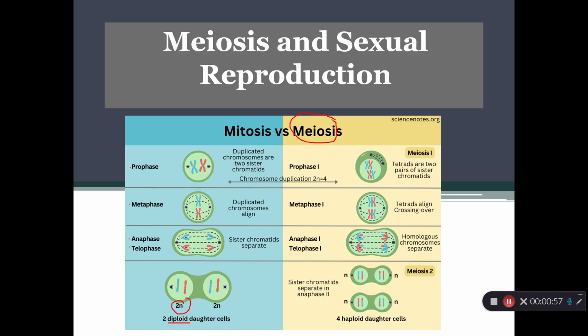Meiosis is different. Meiosis is where there are actually two divisions. You can see here that's one cell divided into two, and that's two cells divided into four. It makes four haploid cells. Haploid cells only have 23 chromosomes. They don't have pairs of chromosomes. So, there are two divisions here.